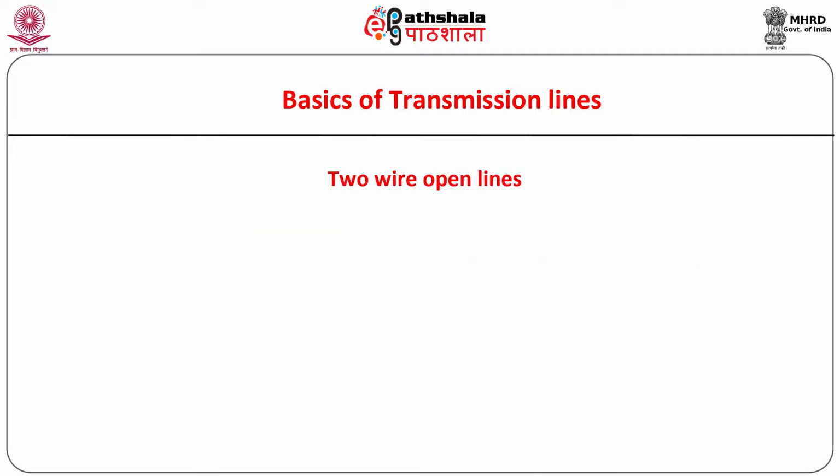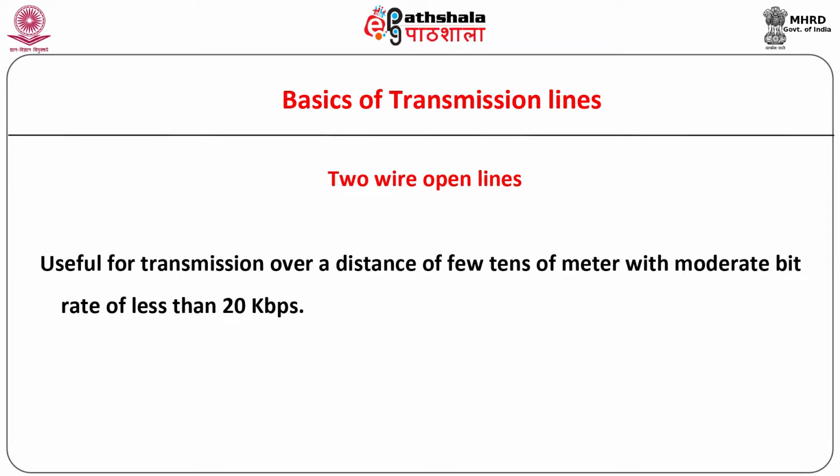transmission rate. Two-wire open lines consist of a pair of open wires insulated from each other and are generally useful for transmission over a distance of a few tens of meters with a moderate bit rate of less than 20 kilobytes per second. A modem is an example using this type of transmission line. A crosstalk problem can arise in the case of this type of transmission line.